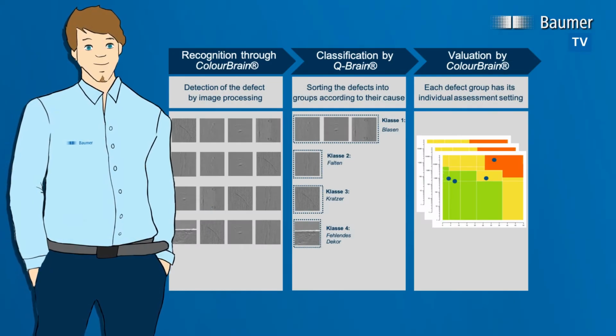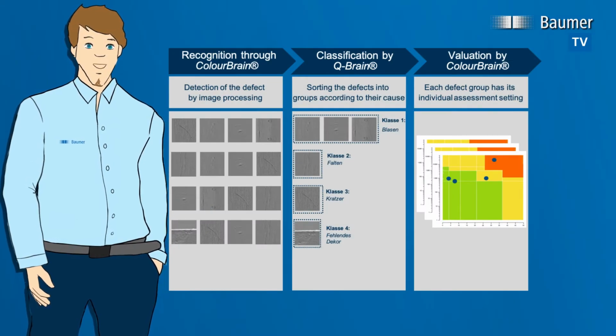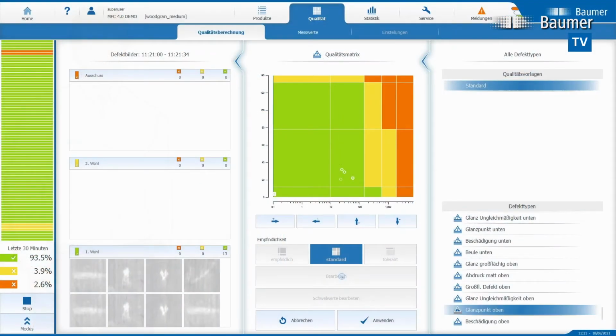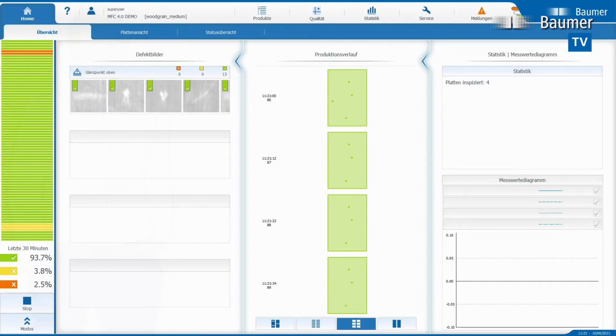The various defects are automatically assigned to defect groups by the inspection system. The tolerances for each defect group are set using quality matrices. The x-axis describes the size and the y-axis the intensity of a deviation. In our example, the assessment of gloss stains is set quite tolerant.